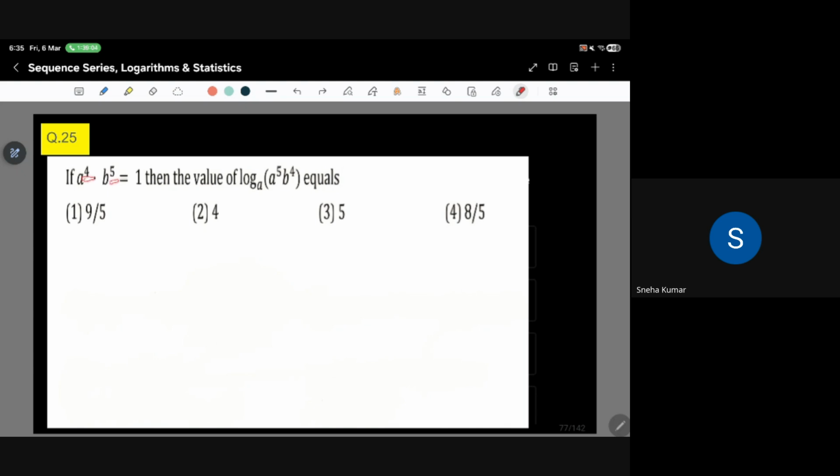Just by interchanging the power, it becomes confusing, right? But look at the base.